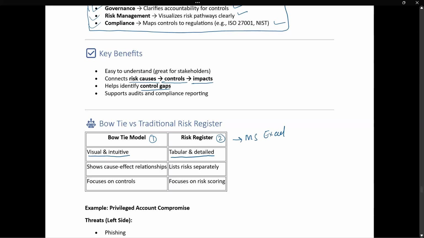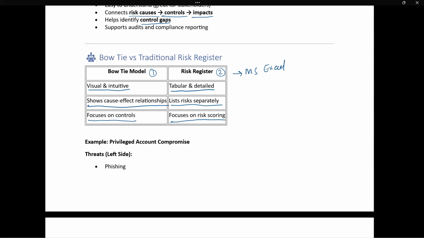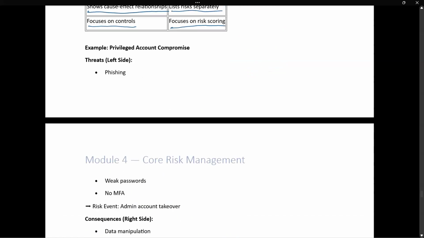Here you will have cause and effect relationship, meaning cause versus effect both would be coming together. The risk register is going to mostly focus on risks, and those two separately. There won't be any relationship between the risks. But in the bow tie model, you are having a relationship between the risk and between the effect and cause. Bow tie also focuses on controls, and risk register is going to focus on risk scoring. So both have a separate purpose, and that is the very reason we use both. We don't prioritize one over another.